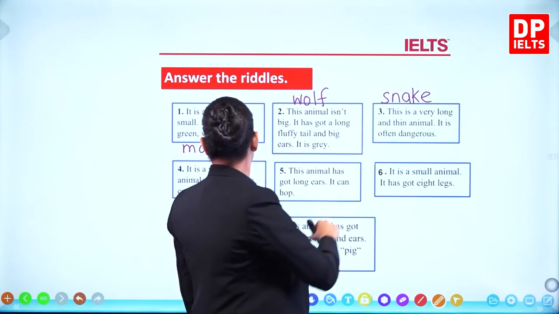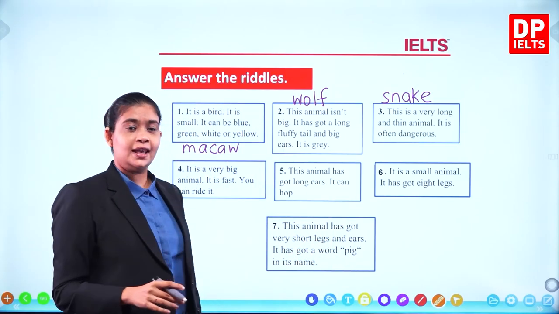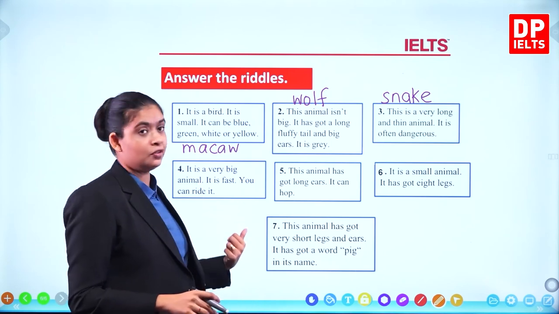The snake. It is a very big animal. It is fast. You can ride it.